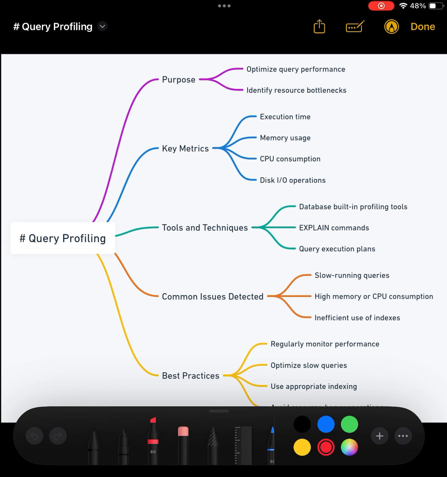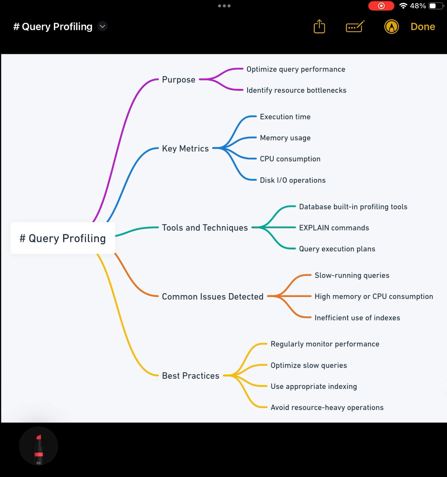The mind map on query profiling, analyzing resource usage for queries, provides an organized overview of the concept, breaking it down into several key aspects: purpose, key metrics, tools and techniques, common issues detected, and best practices. Here's a detailed explanation of each section.